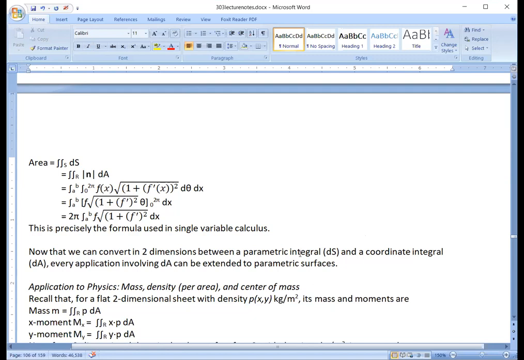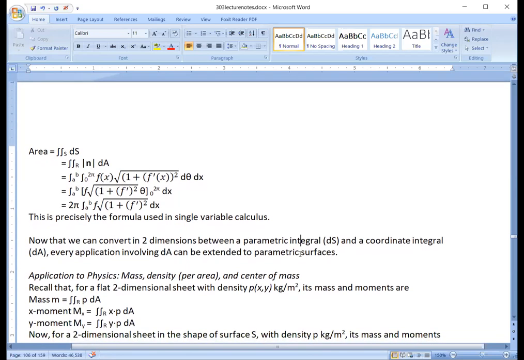We know how to find its mass and its two moments. So the mass M is the double integral over the region of the density dA. And we also know how to find its x moment and its y moment. So its x moment is the double integral over the region of x times the density dA. And then the y moment is the double integral over the region of y times the density dA.